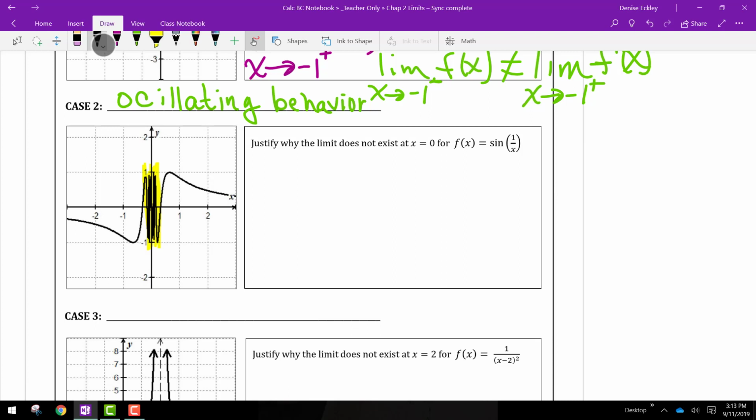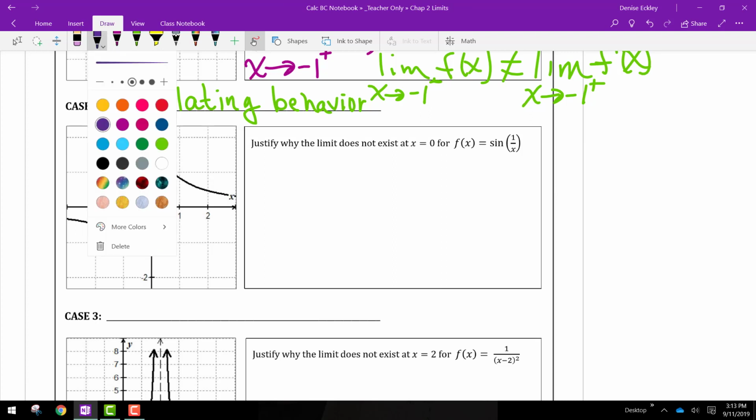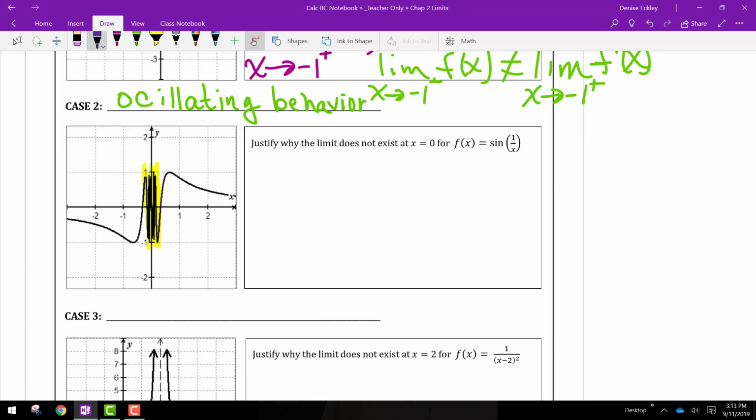So what we'd say is that near x equals 0 and x equals 0.1, and of course we'd have to look on the other side of 0, x equals negative 0.1.